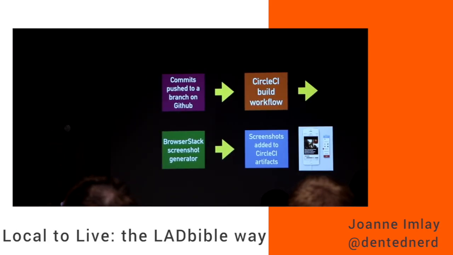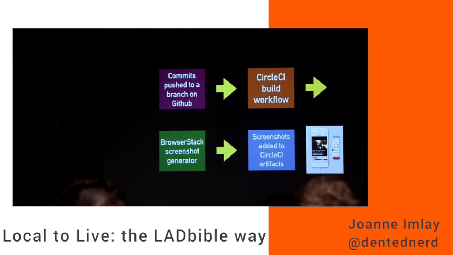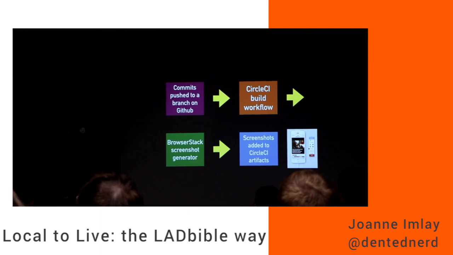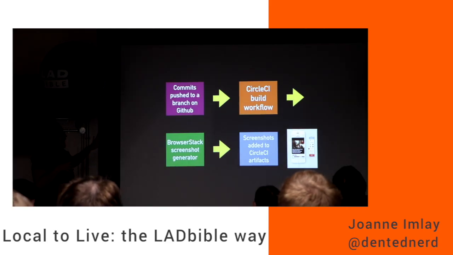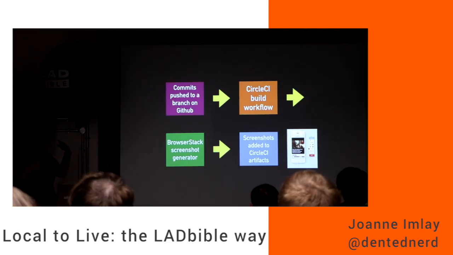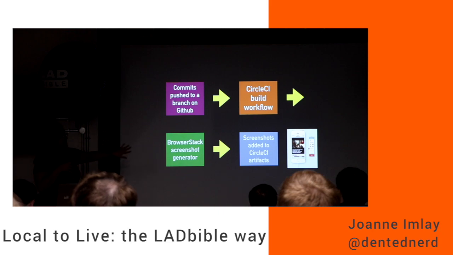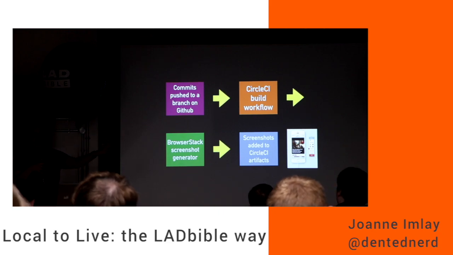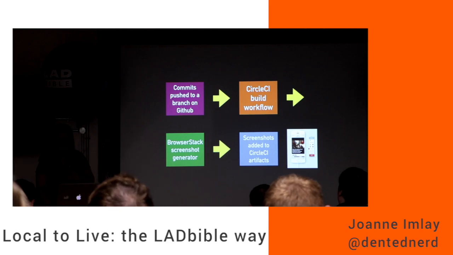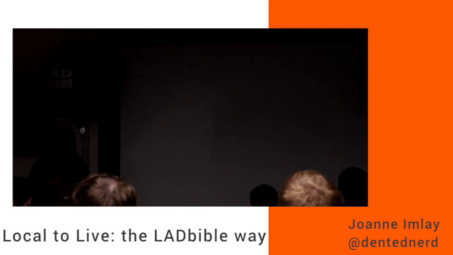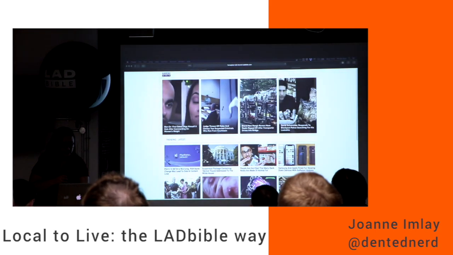So our process kind of looks like this. As the guys have already explained, when we push commits to a branch on GitHub with an open pull request, that triggers our CircleCI build workflow. Within the workflow, we have our BrowserStack screenshot generator job, and what that will eventually do, all being well, is that the screenshots will be added to the CircleCI artifacts tab at the end of the build job. It's very useful. So, this is where I show you some code.